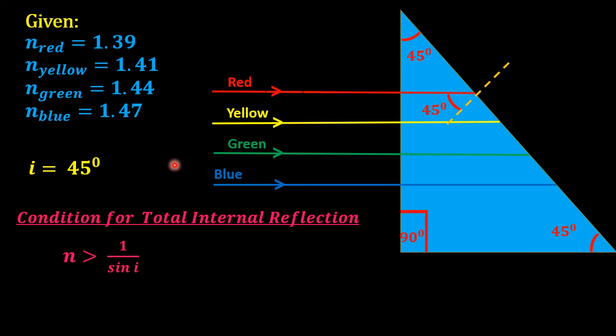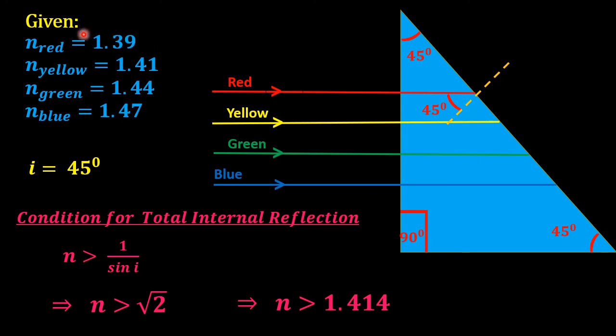Then we already know that the condition for total internal reflection to occur is that the refractive index must be greater than 1 by sin i. So we replace the i value, which is 45 degree. Sin 45 degree, we know that the value is 1 by root 2. Then this will get modified as n greater than root 2. This root 2 value is 1.414. So if the refractive index of the color is greater than 1.414, then it will suffer total internal reflection. Otherwise, it will undergo refraction.